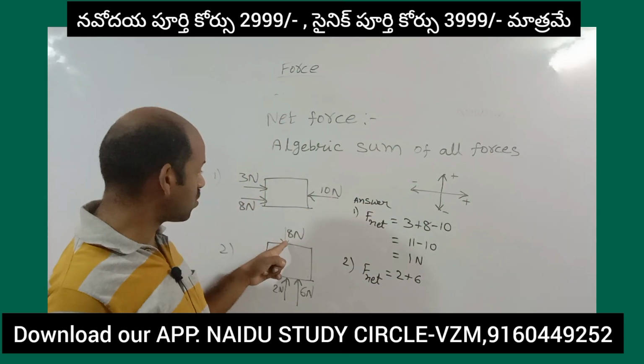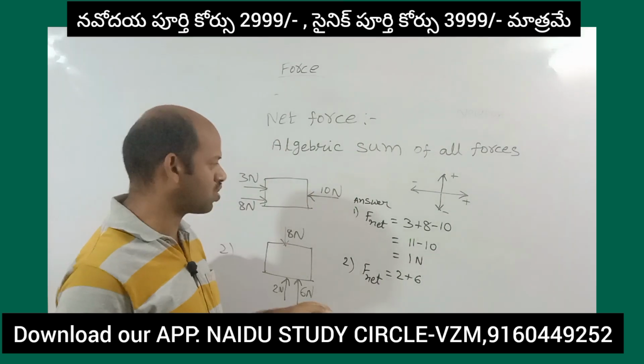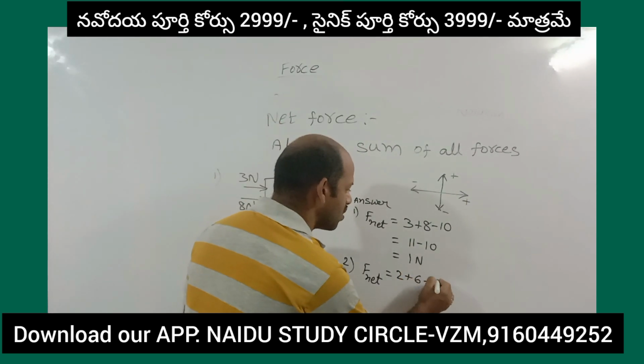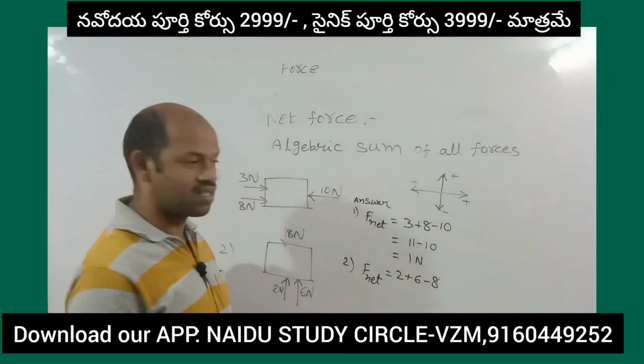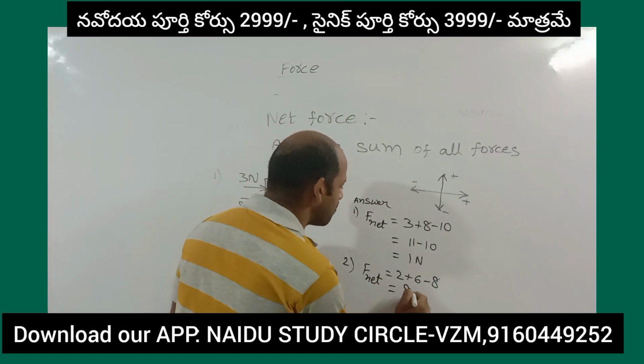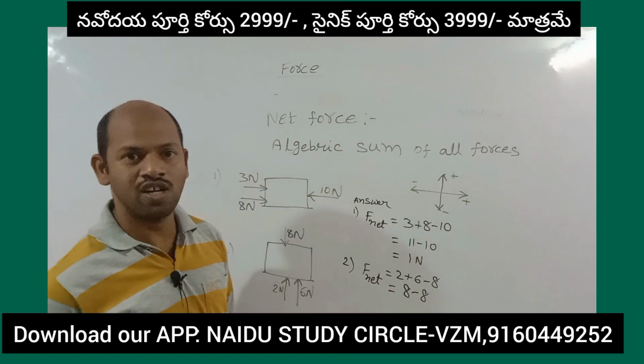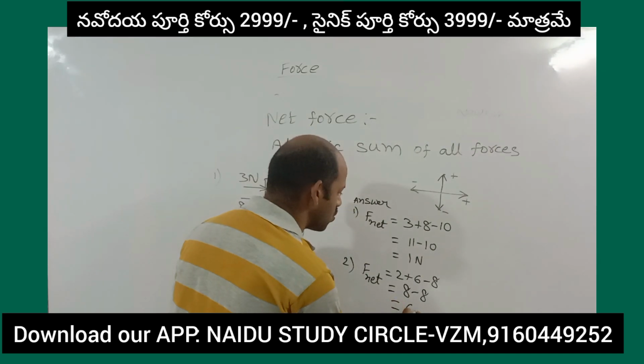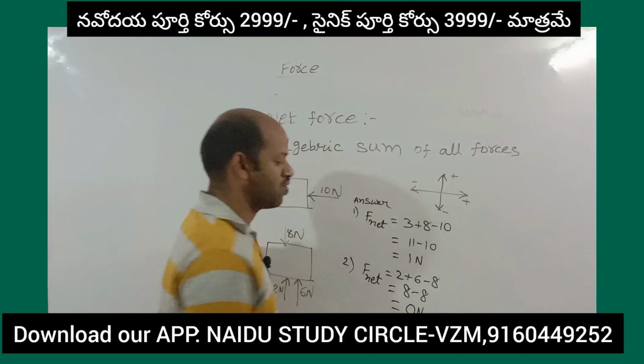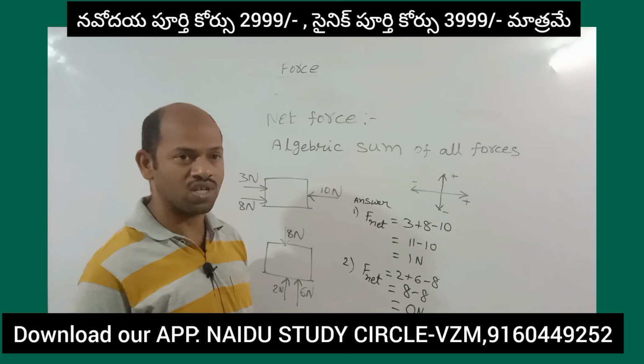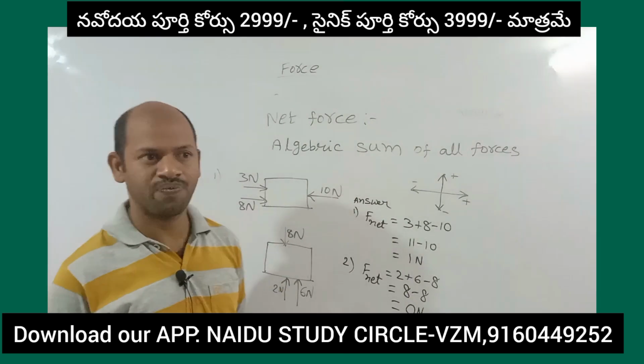And here this force, 8 newtons, is acting downward. Downward is negative. 2 plus 6, how much? 8. 8 minus 8. 8 minus 8 is how much? 0 newtons. Here the net force is 0.